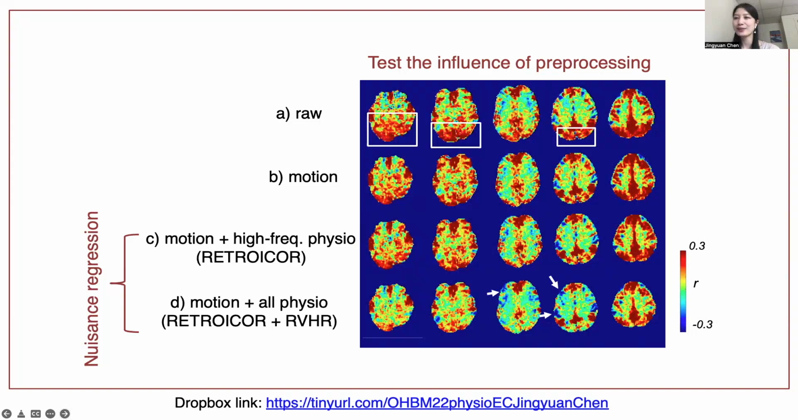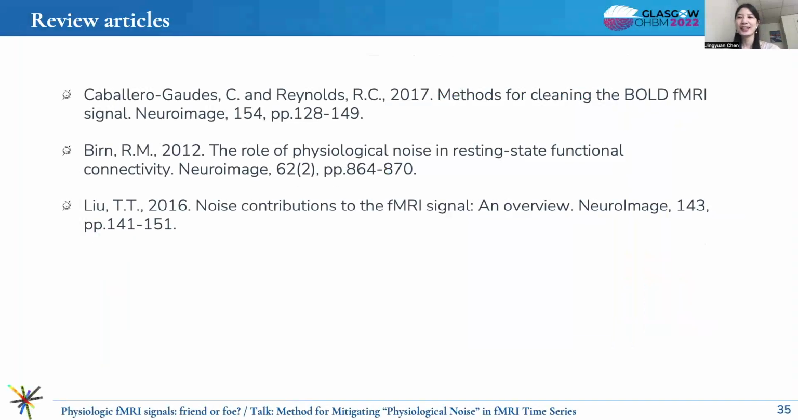So hope this will give you an intuitive demonstration that physio artifacts can significantly alter the functional connectivity measures, and it's very important to account for these changes when deriving truthful measures of brain neuronal activity. And here are some very nice review articles on this topic if you want to learn more about mitigating physio noise in fMRI time courses.